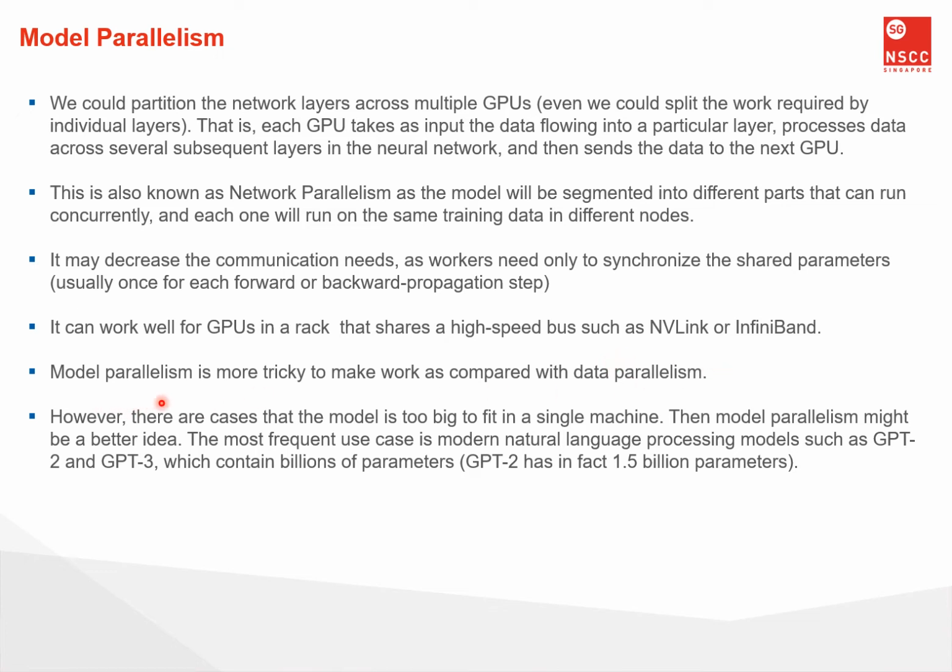However, there are some cases where this is actually unavoidable, because the model itself is too large to fit into a single machine. Then model parallelism might be the only way that you can solve this. The most frequent use case currently is in modern language or NLP models, such as GPT-2 and 3, which can contain billions of parameters. In fact, GPT-2, the older one, already has 1.5 billion parameters.